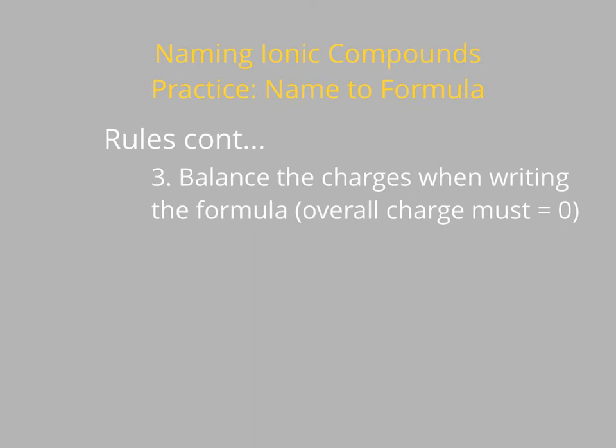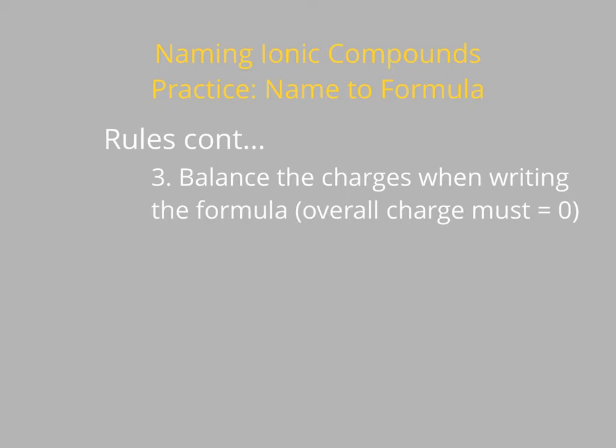Now let's take a look at going from name to formula for our ionic compounds. This is a little bit trickier and requires one more step or one more rule. So when going from name to formula for ionic compounds, we need to make sure we balance the charges of the ions within that compound so that the overall charge of our compound is always 0.